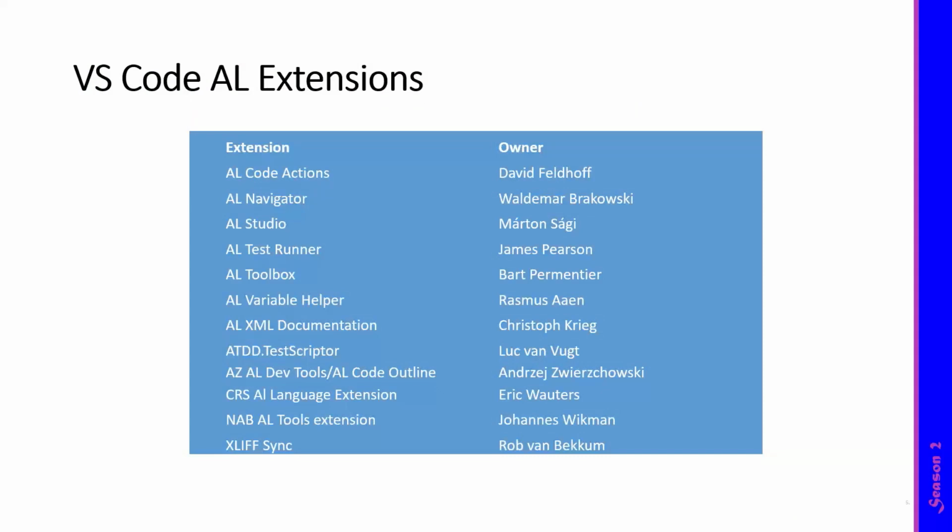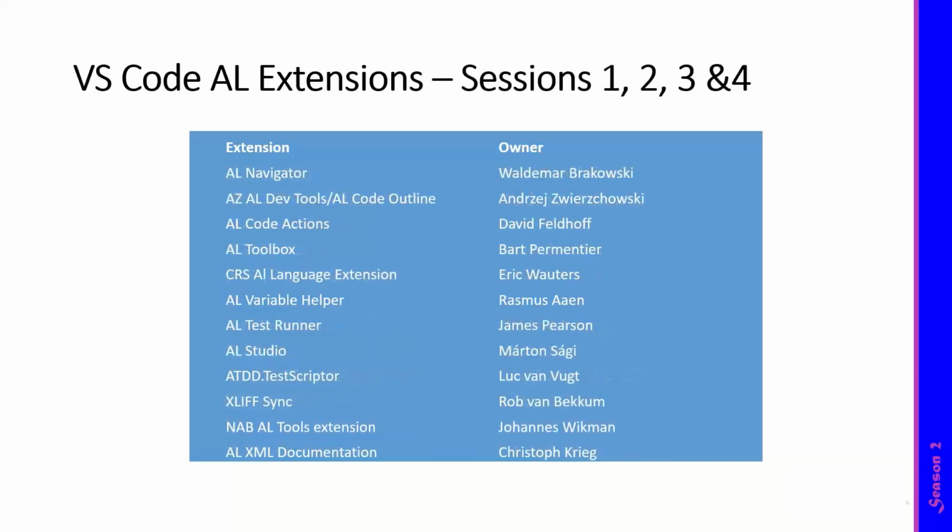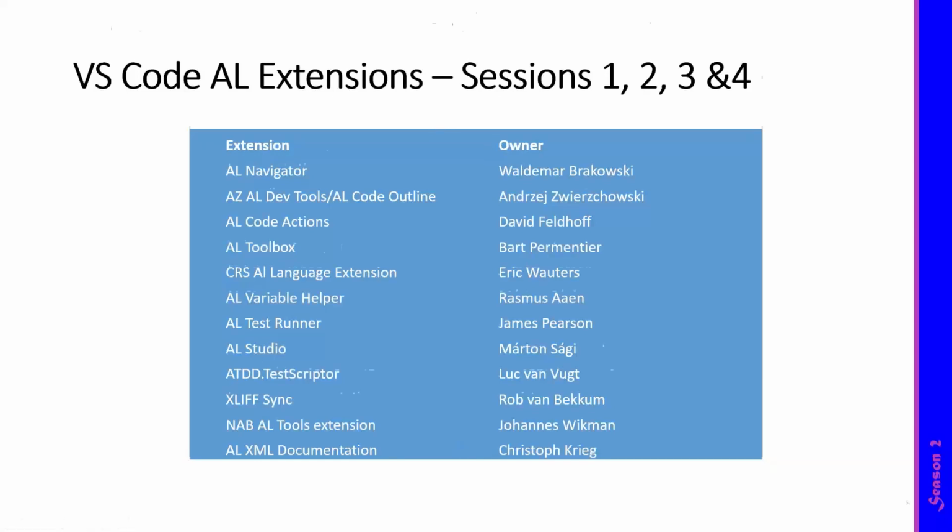Welcome everybody. This is part, as I said, of a series. As you can see, this is a list alphabetically ordered, and this is the list, let's say, organized the way we're going to run through the 4 sessions: today, next week Tuesday, then we skip a week, then on the, if I'm right, 15th of June and the 22nd of June, sessions 3 and 4. Today, Waldemar, Andrzej, and David, and then Bart, Eric, and Rasmus in the 2nd session, James, Martin, and me in the 3rd, and Rob, Johannes, and Christoph in the 4th session.